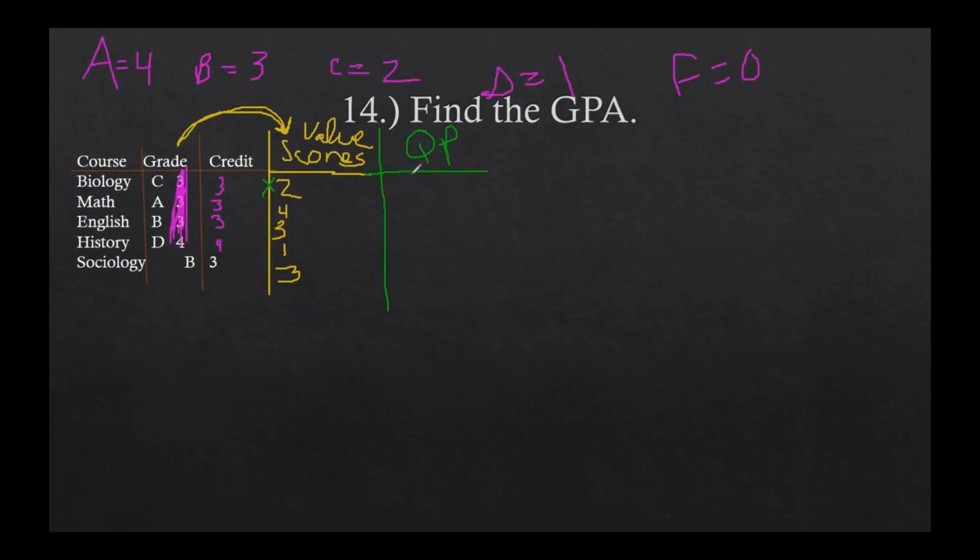Three times 2 is 6. So you get 6 quality points for biology. For math, 3 times 4 is 12. So you get 12 points for math. English is 3 times 3, which is 9. 4 times 1 is 4. And then for sociology, 3 times 3 is 9.